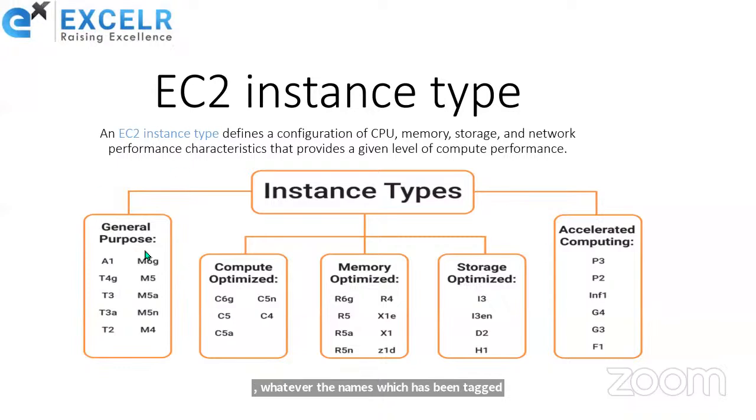And we have discussed various types of instances like general purpose, memory optimized, storage optimized, accelerated computing, and compute optimized. So I hope you have gone through the links which I provided yesterday.